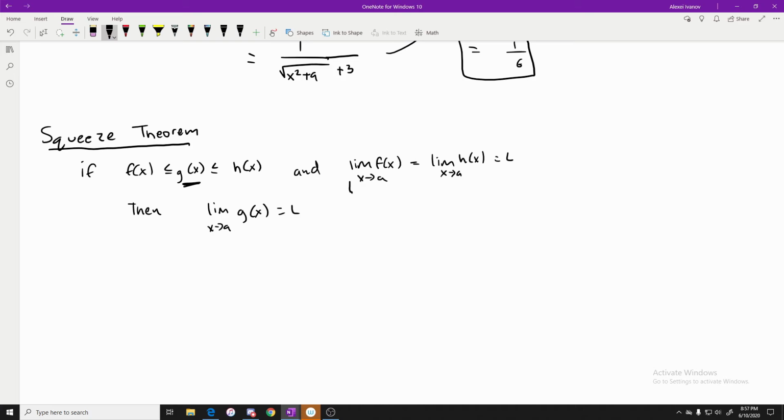And we also have this condition where the limits of the outer functions are both equal to L, then we can conclude that the limit of this middle function will also equal L. It's very useful when we're dealing with, I find, trigonometric functions, that's where it's mostly asked. So I'll give a quick example and show you when we can apply the squeeze theorem.